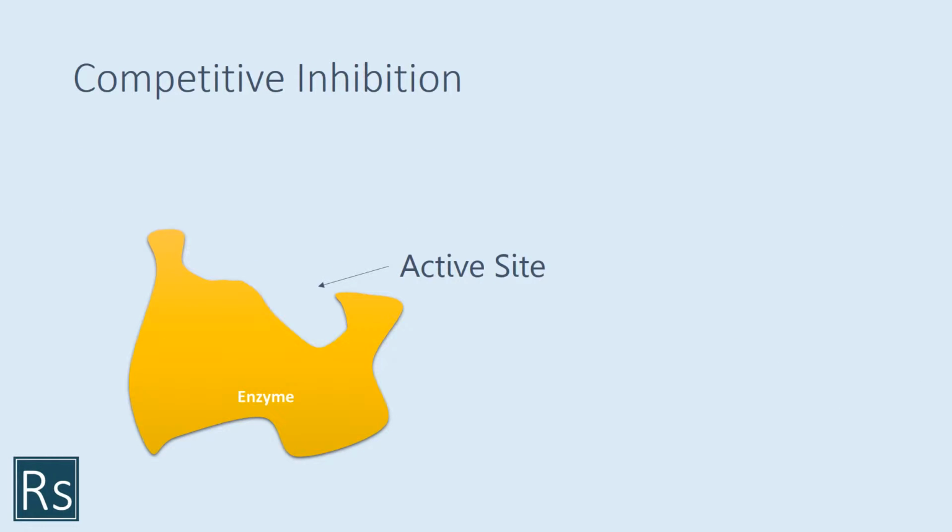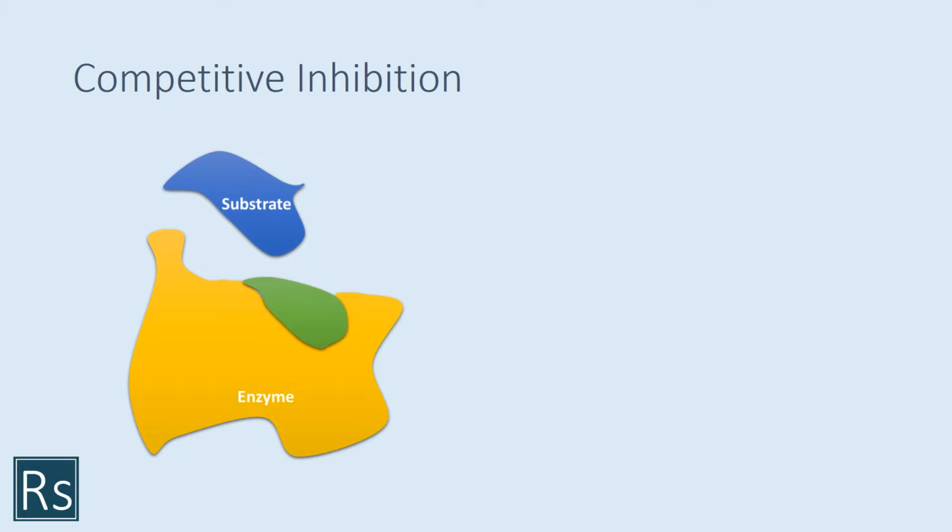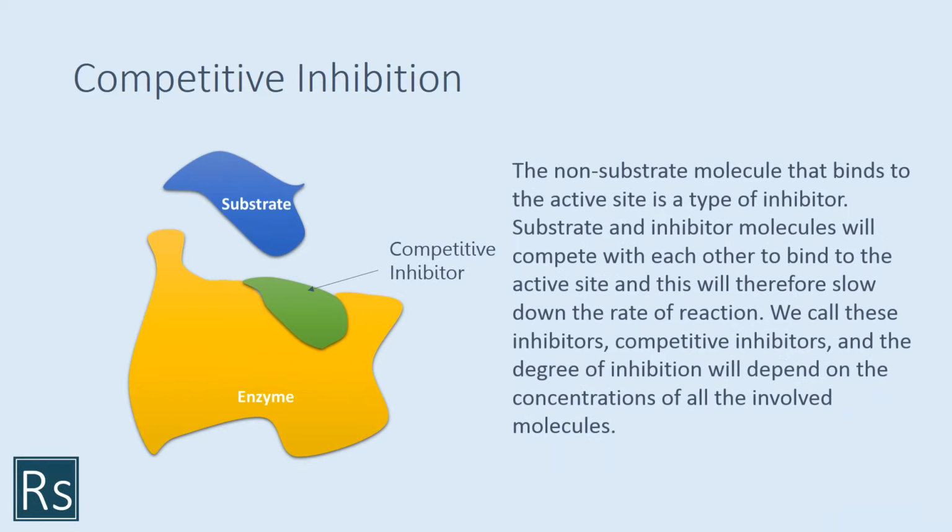Firstly, let's look at competitive inhibition. Here, a molecule or part of a molecule that has a similar shape to the substrate of an enzyme can fit within the active site of the enzyme. This will block the substrate from entering the active site, preventing the enzyme from catalyzing the reaction. The enzyme cannot carry out its function and is said to be inhibited.